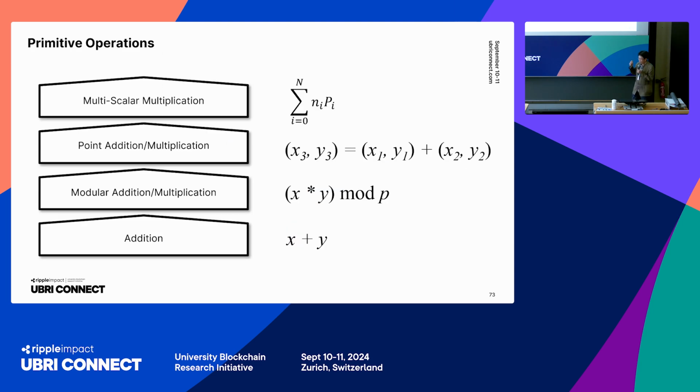Okay, so what we want to implement in hardware is the multi-scalar multiplication, which can be composed of point addition and multiplication, which is actually implemented by modular multiplication. And all of the hardware implementation is based on adders. So I'm going to explain each level from the bottom to the top, how we implement these computation kernels in hardware.